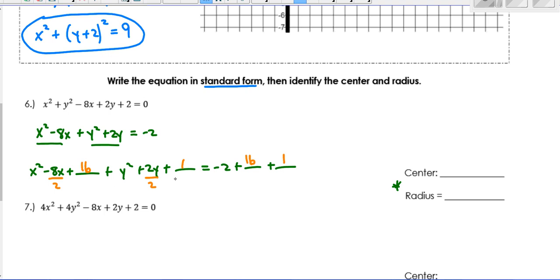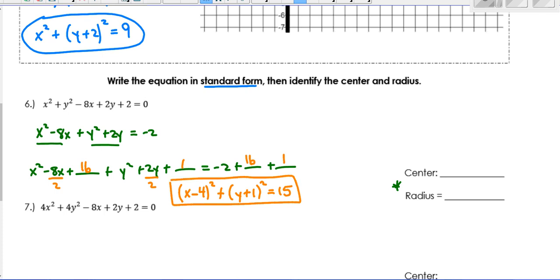Okay, so I can rewrite my function now. The purpose for creating the 16 was so that I could say x minus half of negative 8, which is negative 4, squared, plus y, half of 2 is positive 1, squared. And on this side, if I add these things together, let's see, what do I get? I get 17 minus 2, which is 15. So this is the standard form of my circle.